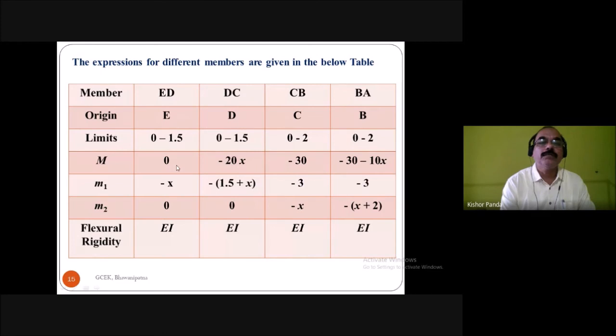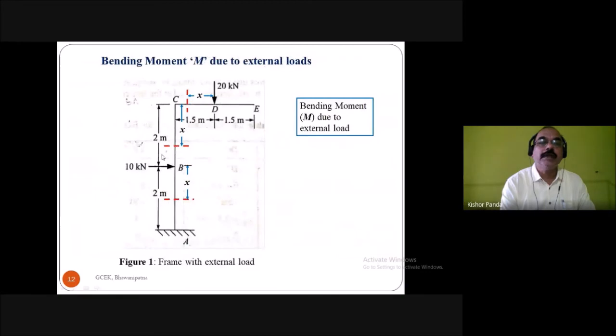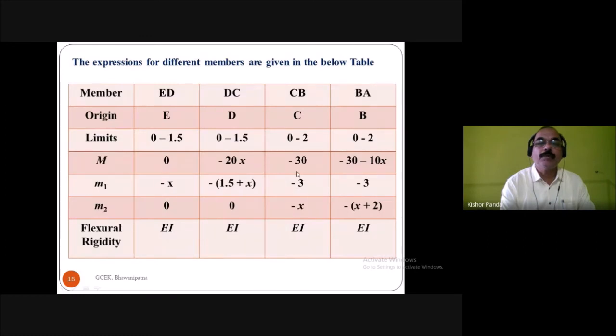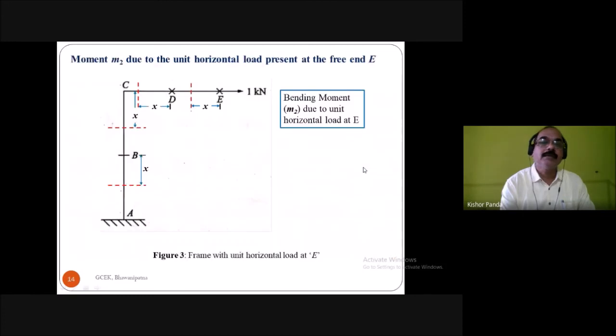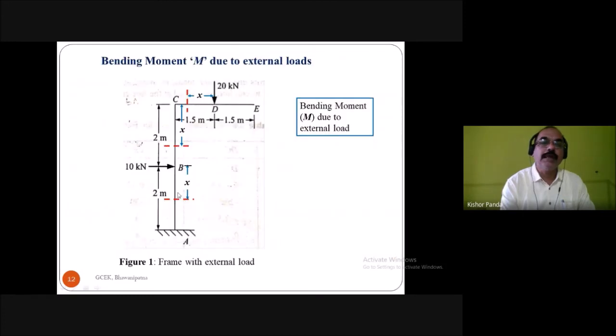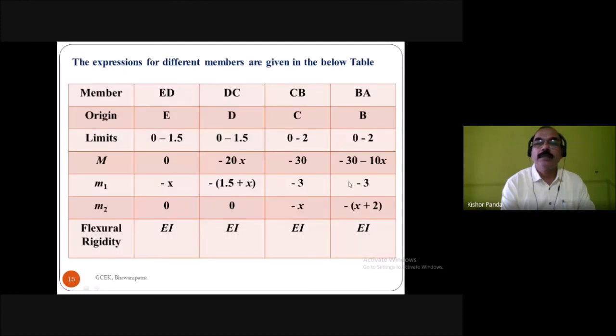This is 0 for the ED member, and for the DC member minus 20 into x, and for the CB member minus 20 into 1.5, so this is minus 30. And for the AB member, minus 30 and minus 10x. So due to this force minus 10x, and due to this one minus 20 into 1.5. So here the moment is minus 10x minus 20 into 1.5, that is minus 10x minus 30. So this is the moment due to the external force.